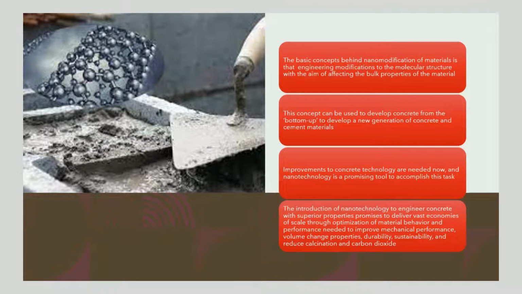Basically, the concept behind the nano modification of material is engineering modification to the molecular structure with the aim of affecting the bulk properties of the material. This concept can be used to develop concrete from the bottom up to develop a new generation of concrete and cement materials. Improving concrete technology is needed now, and nanotechnology is a promising tool to accomplish this task.